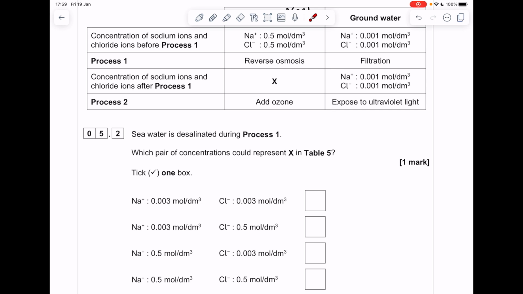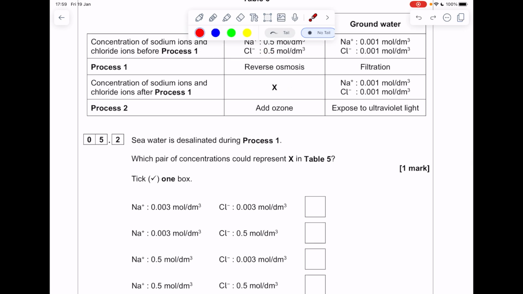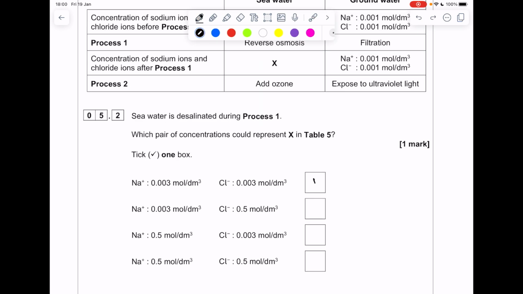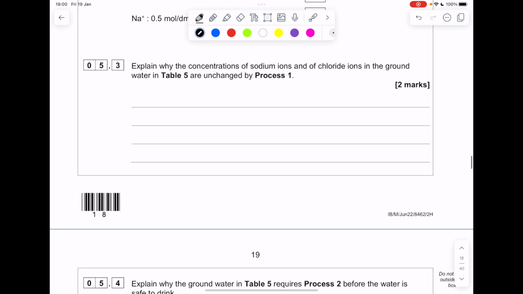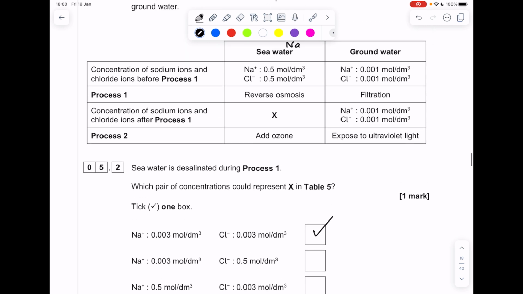Which pair of concentrations could represent X in table 5? So yeah, we want much less by way of concentrations. So this is the answer. Explain why the concentrations of sodium ions and of chloride ions in the groundwater in table 5 are unchanged by process 1. So if we go back, look, filtration was that first process. Filtration is not going to trap the ions. Remember, this is all to do with stopping solids. Those ions are far too small and will pass straight through the filter.